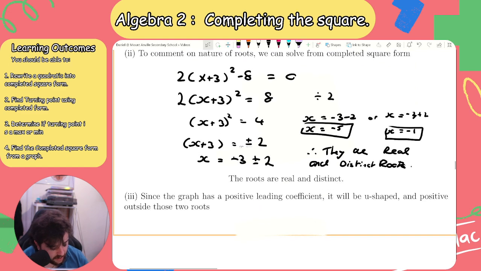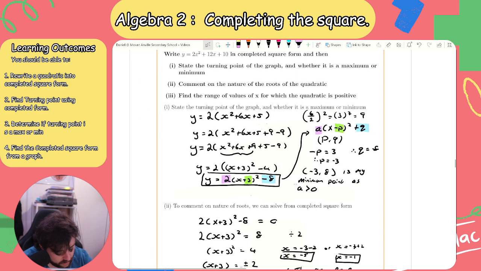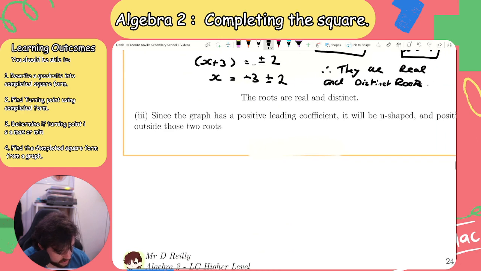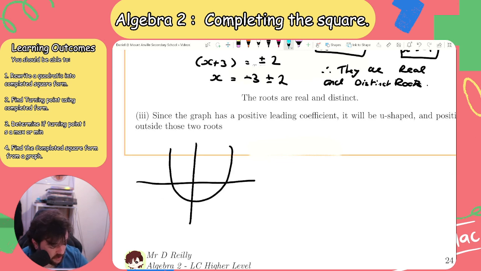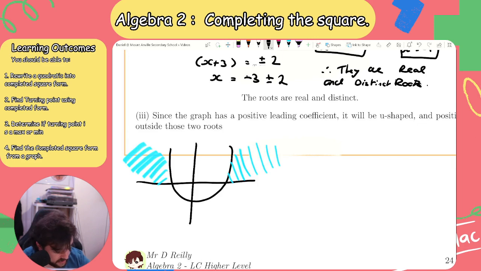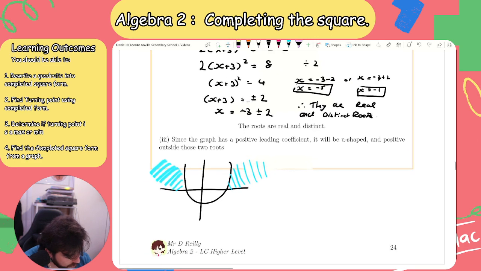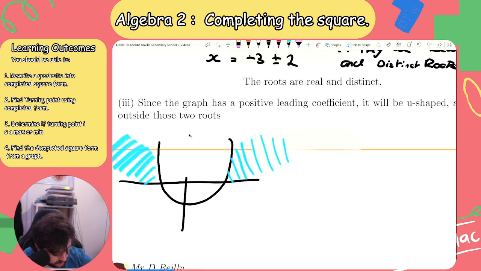And the last point here, since the graph has a positive leading coefficient, it will be U-shaped. So what we're asking for here is to find the range of values of x for which the quadratic is positive. So it is a positive quadratic, so it's going to look something like this. We're looking for the values for which the graph is positive. So we're looking for these values and these values. We're going to go over more of these in inequalities. Right, but what are my two roots here? Minus 5 and minus 1. So let me be a bit more accurate and redraw my graph.